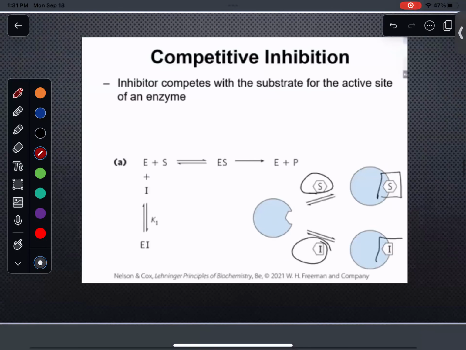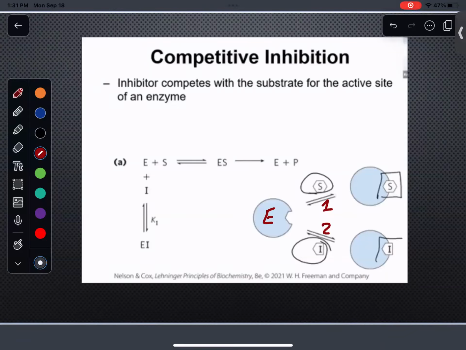This is a pretty straightforward slide. It's competitive inhibition. We talked about this. This is what I showed you guys. The inhibitor competes with the substrate for the active site of the enzyme. Right. So here's your enzyme. It can go one of two ways. We can go 1 or 2 in the presence of an inhibitor.